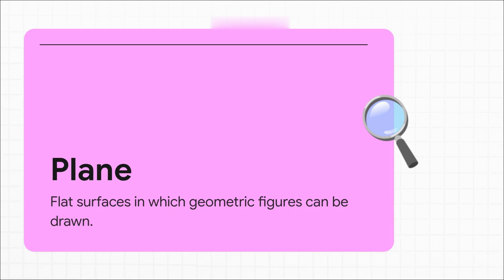Right, so we have points and we have lines, but where do they exist? They live on a plane. This is our plane field. Imagine a perfectly flat sheet of paper that goes on forever in every direction. That's the canvas where all of our geometry is going to happen.